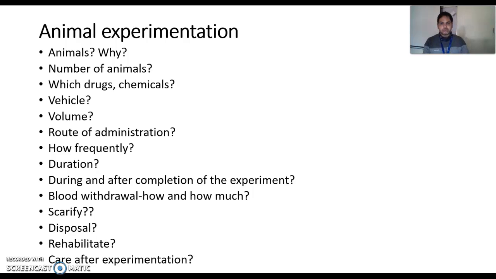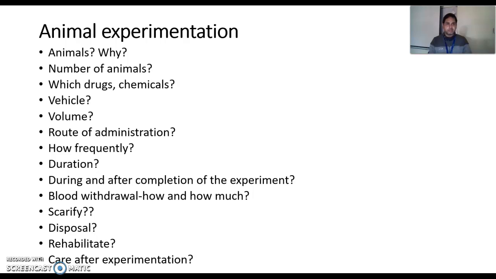So after completion of experiments, whether you are going to just collect the blood and do the bioavailability, to check the viability of molecules, or to just check the effect of your molecule on the blood parameters. So whether there is a need to sacrifice the animals at the end of the experimentation or in between the experimentation. If you are going to sacrifice, then how you are going to dispose of the animals. If you are not going to sacrifice the animals, then how you are going to rehabilitate the animals.